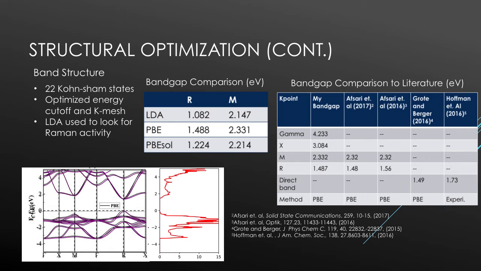Once we had the optimized structure, we took a look at the band structure, and we originally had 22 Kohn-Sham states and added 10 extra bands, making it 32 bands in our calculations, and we did it with the LDA functional to look for Raman activity. So as you can see in the figure at the center, we compared K points R and M with the different functionals, and as you can see on the other figure that the band gaps are in pretty good agreement with other works in literature. And band gaps are important because they tell us the conductivity of the material. Also, you can see on the graph that the density of states graph matches pretty well with the band structure.